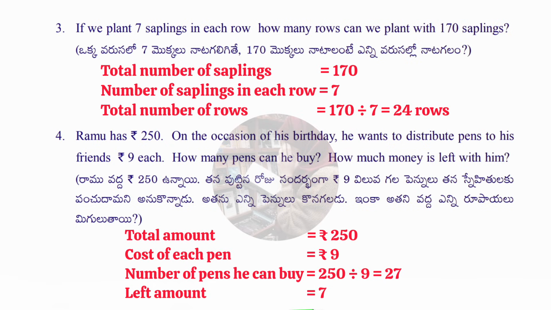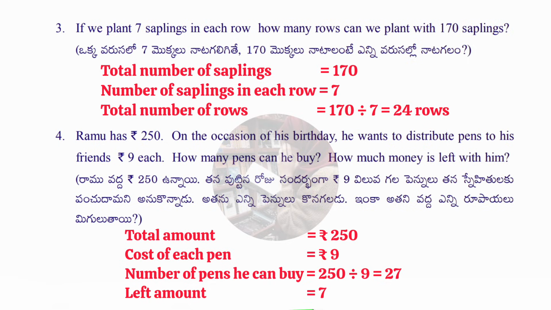So 9 2 is 18. 7 will be left, 0 will come down, means 70. 9 7 63. So 7 will be left as remainder, means he is left with the money, rupees 7. So 7 rupees he left. Okay guys, understood? This is the answer for this.